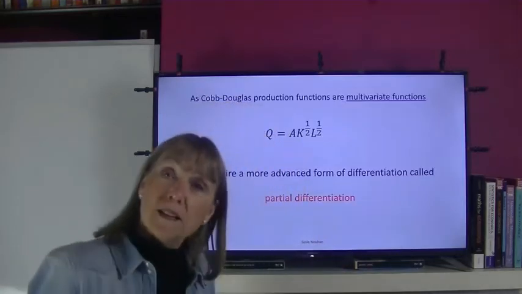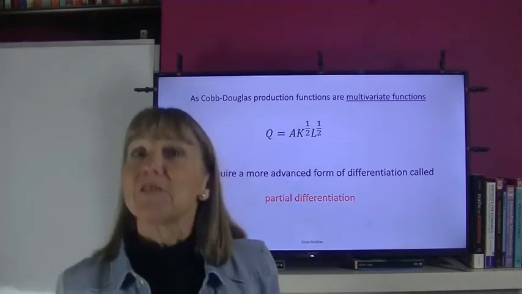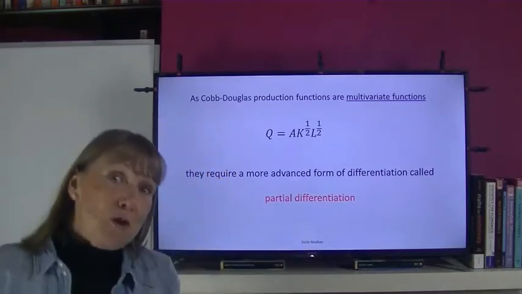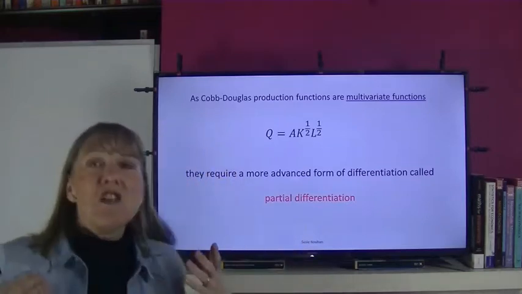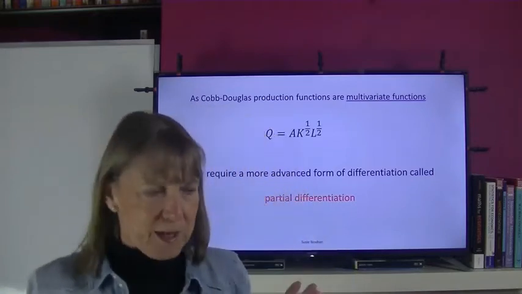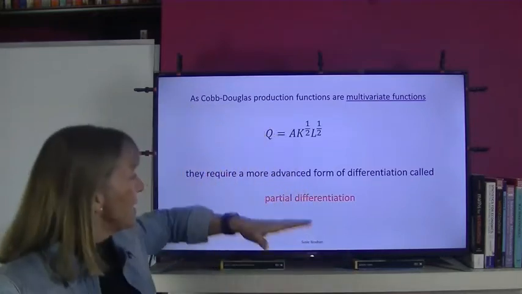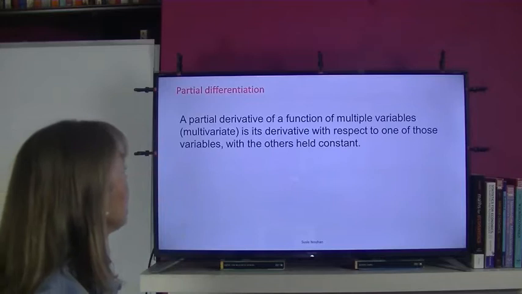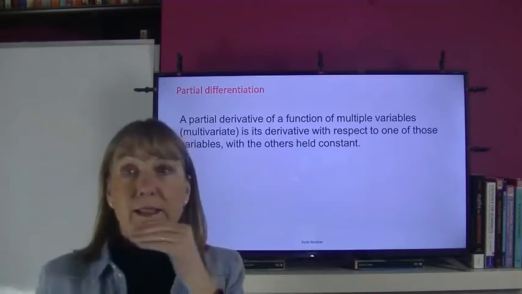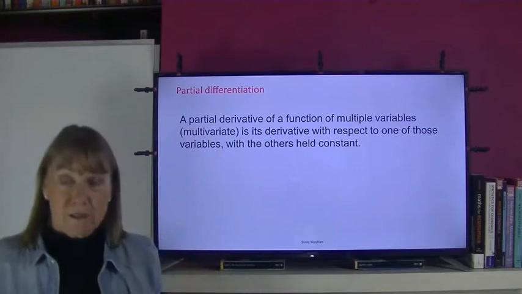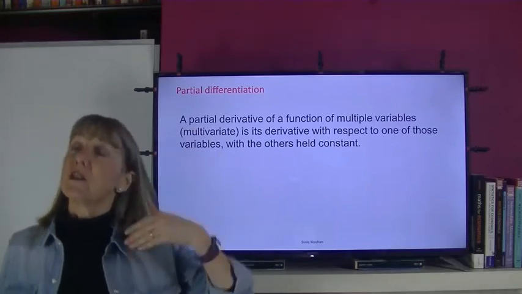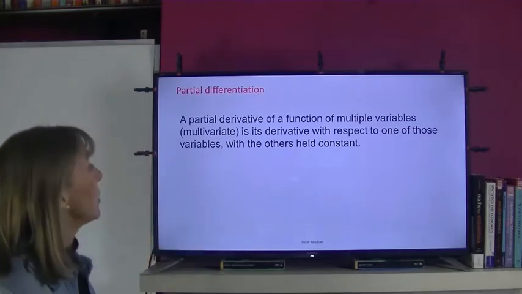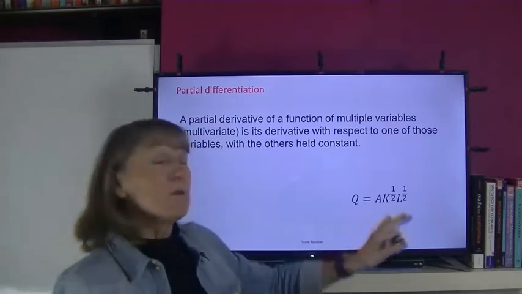So because the Cobb Douglas function is a multivariate function, two variables, K and L, if we want to differentiate it, which economists do a lot, then we need another sort of differentiation that we haven't done before. So here's us taking another step up, and this is called partial differentiation. And here's a definition, I think. The idea is that we can differentiate with respect to one of the variables and hold the other constant. And then it is quite straightforward. And we're going to get a little practice of that. But before we do that, a little notation.